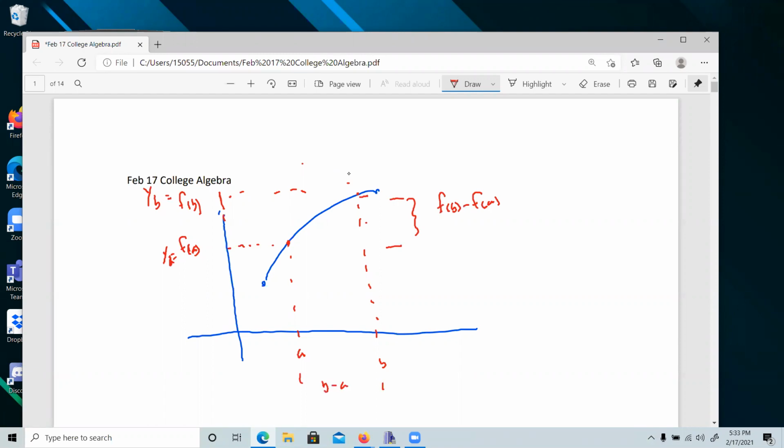This should look real familiar to you because we just did this, the average rate of change. Now we're calling it a different word, difference quotient. So we're going to get that slope: f of B minus f of A divided by B minus A. That's what we have.